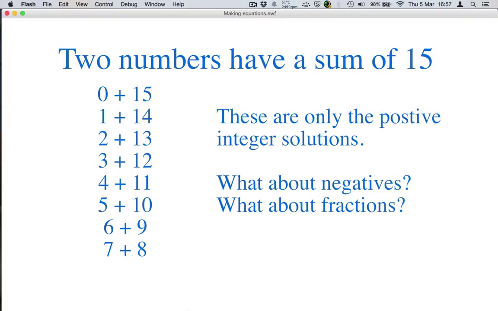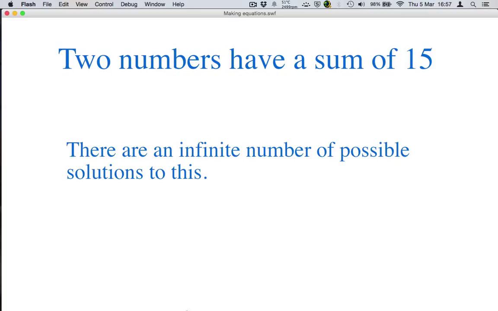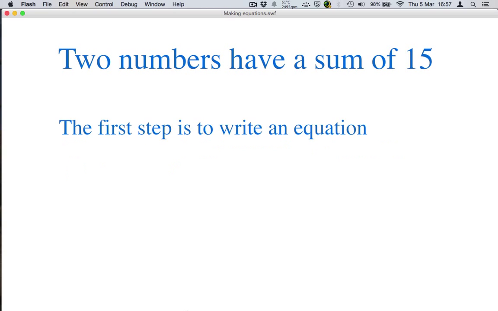And if we bring negatives and we bring fractions into it, we could have an unlimited, in fact, an infinite number of possible solutions to this. So in maths, that poses quite a problem. So we need to start to break this down. And the first thing that we should do is write an equation.